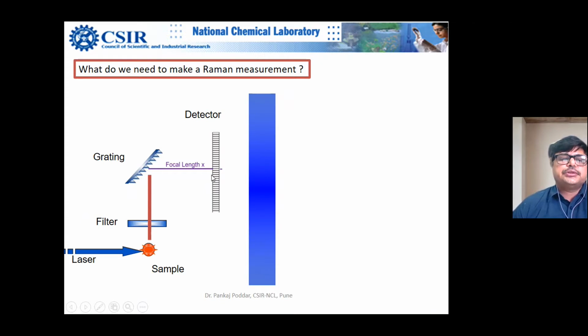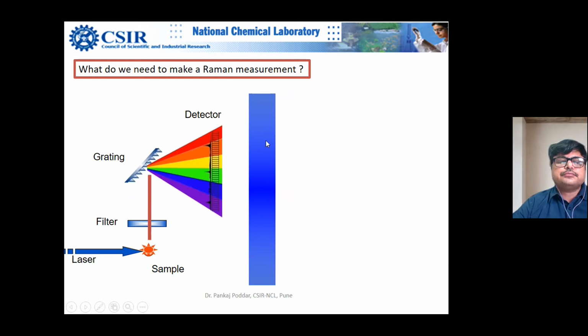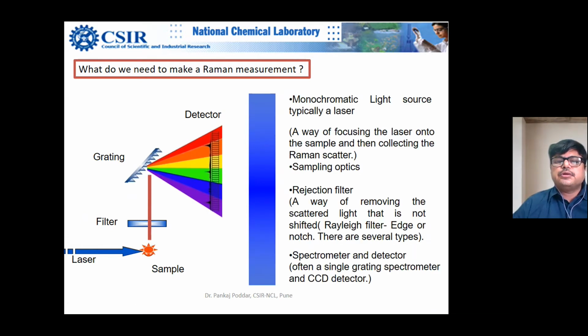For example, typically it is 800 millimeter in our setup, which we call HR 800. Larger than 800 millimeter becomes too long and too cumbersome. But if you go to 2400 millimeter by folding the path round and round, the more you spread out, the resolution becomes better. So typical resolution is 1 centimeter inverse, but it can be better than that. It can be 10 times better, 0.1 centimeter inverse. So finally, you have a detector, and these are all the details: rejection filter, spectrophotometer and detector.